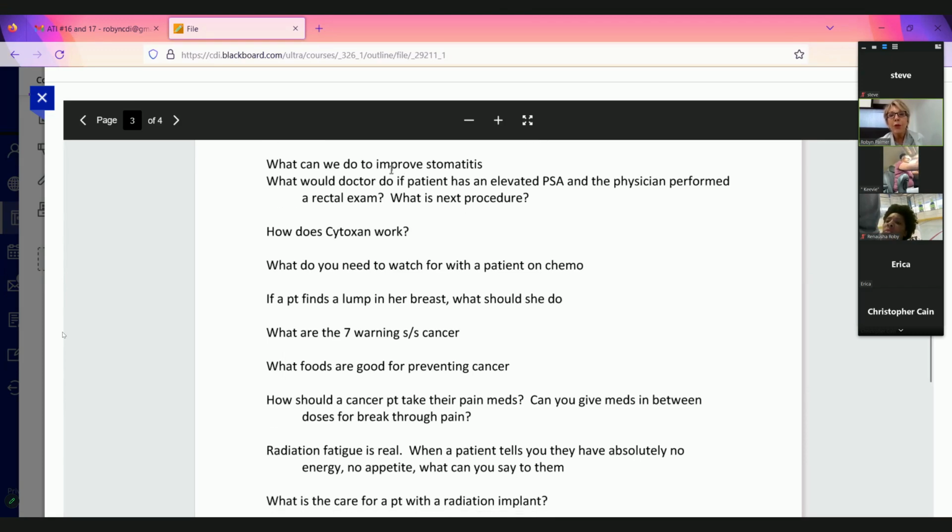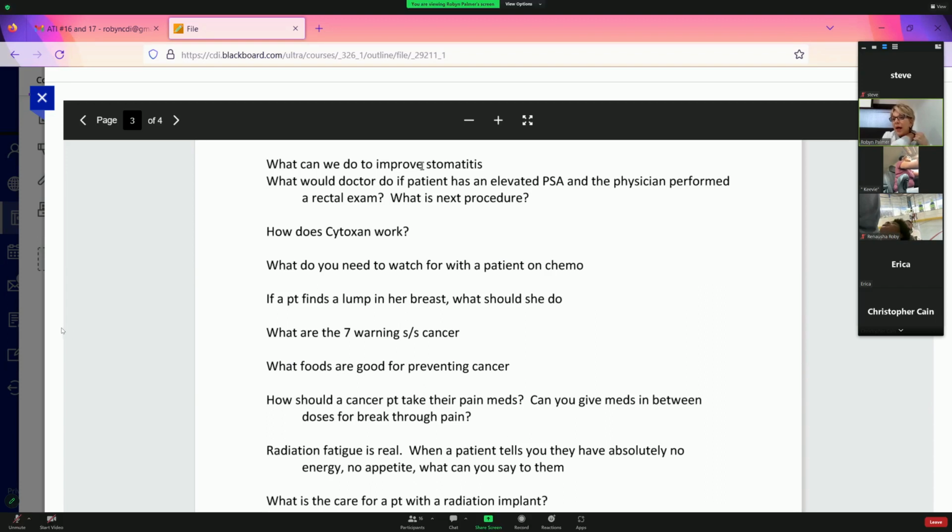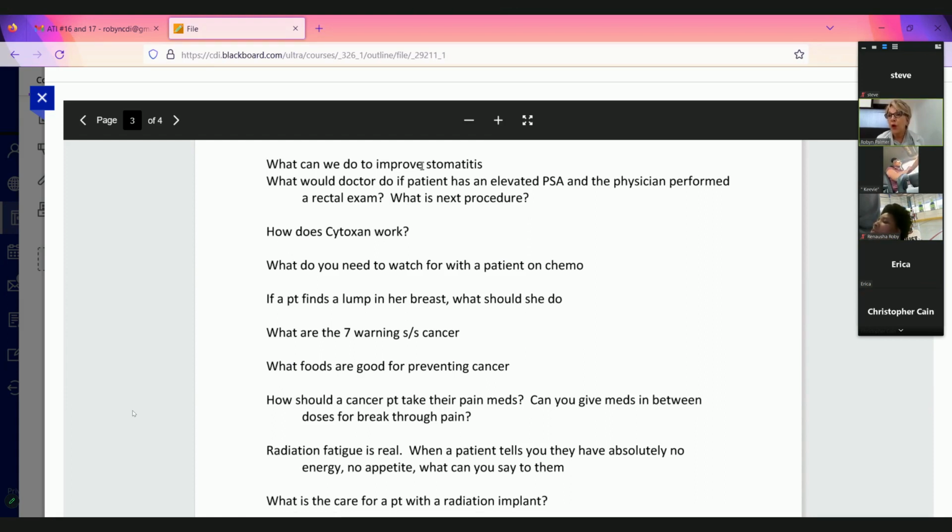What do we do to improve stomatitis? Stomatitis is the ulcers that AIDS patients and chemotherapy patients both get, right? Their immune system's weakened, and so they develop these ulcers in their mouth. What can we do to relieve that a little bit? You want to avoid spicy foods. Oral care, good oral care, swishing with saline, using soft toothbrushes, cooked vegetables versus raw, those kinds of things.